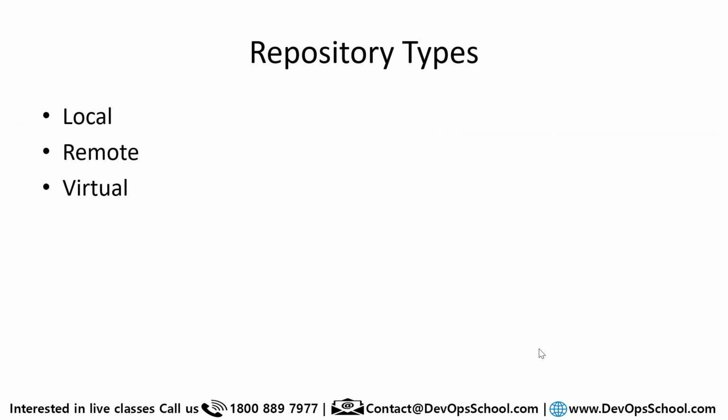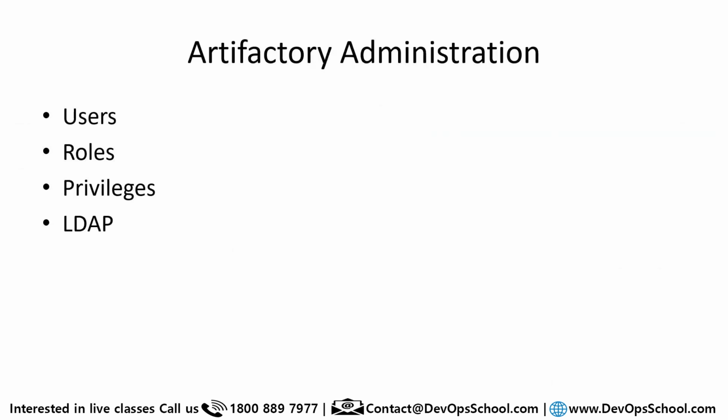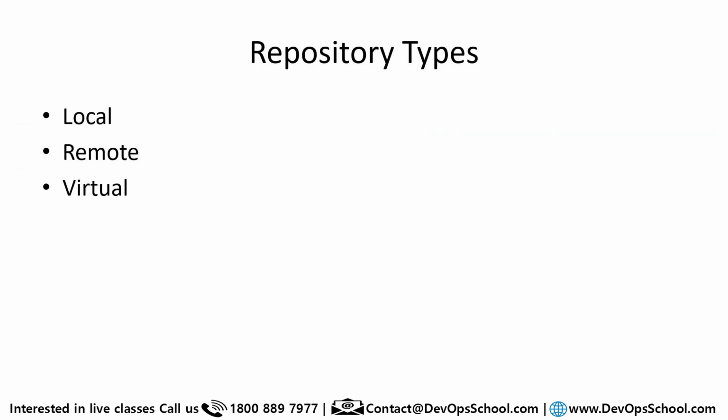So what does local mean? A local repository is readable and writable, and there we can store the packages. Here you can store the packages and access them faster. Now a remote repository is like there is one repository lying somewhere, let's say in the USA, and you want to download and upload packages from that repository, and there will be a lot of latency. So what you can do is create a cache copy in your local Artifactory. That repository we call a remote.